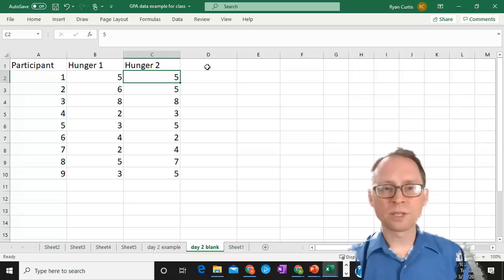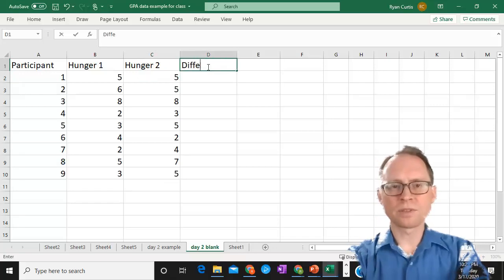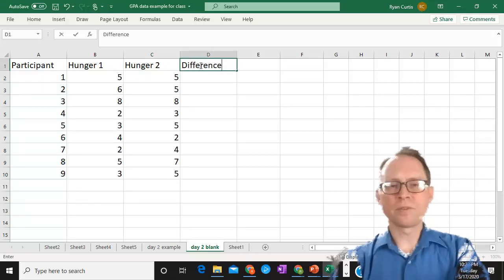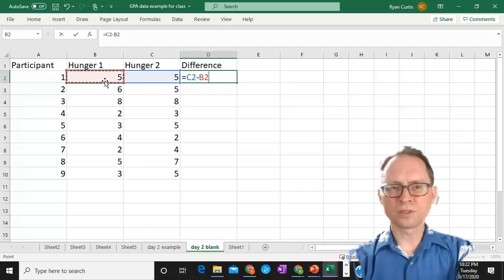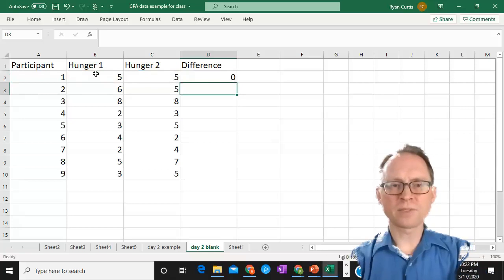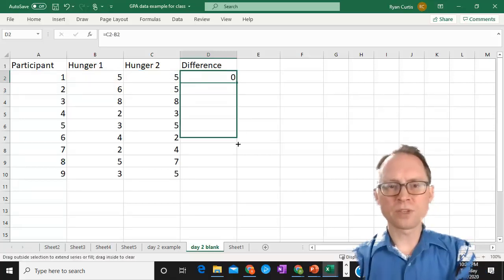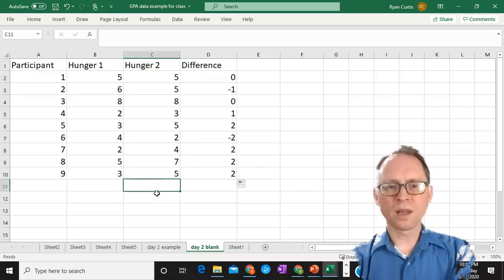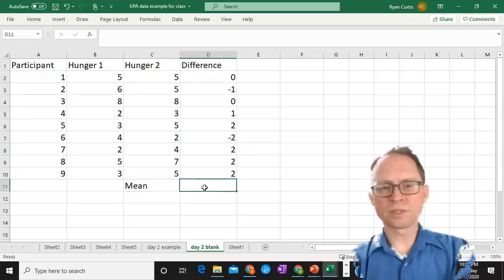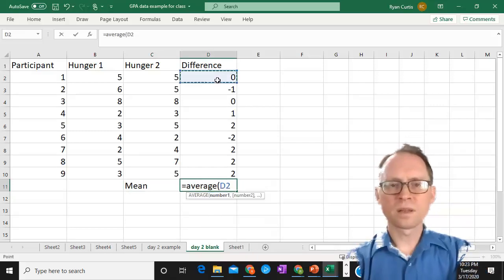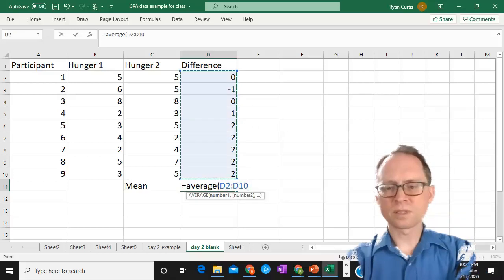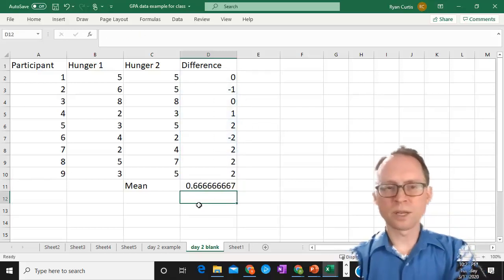In order to do this, we need to find the difference scores. The difference is number 2 minus number 1 for each person. So hunger at time 2 minus hunger at time 1 for each person. So 5 minus 5 equals 0. We're going to do that for each person right here. And then I'm going to get the mean of those differences. So this is going to be the mean of all of these differences. There it is, 0.66 repeating.